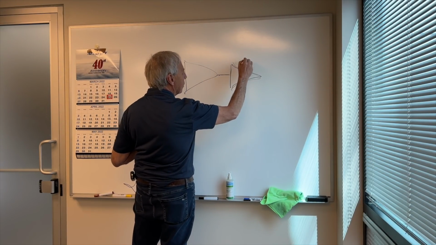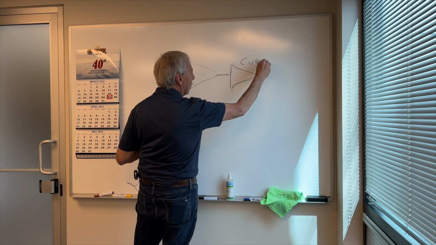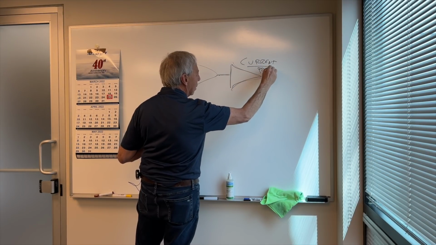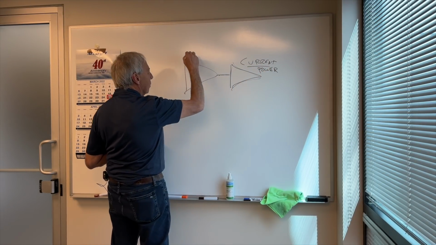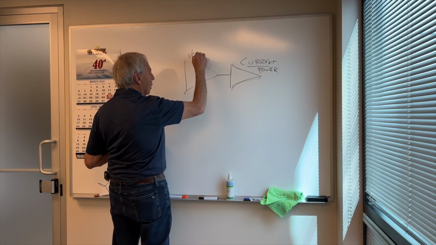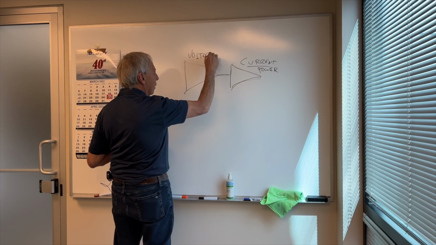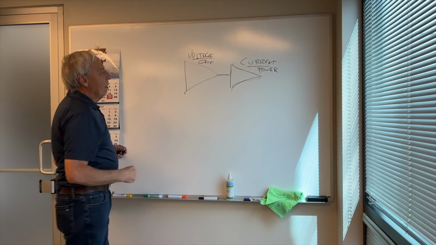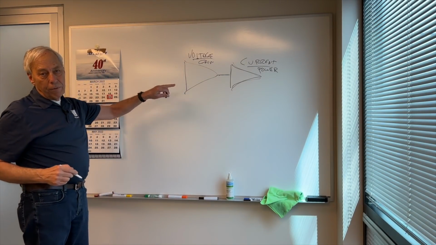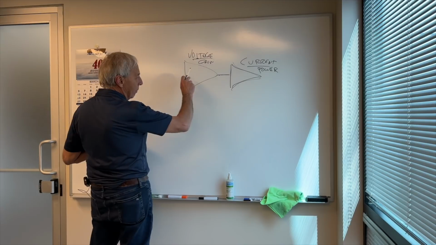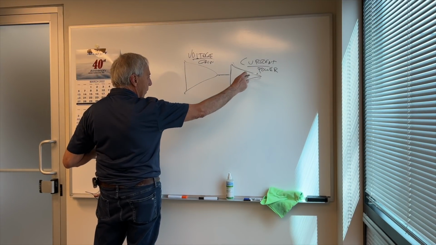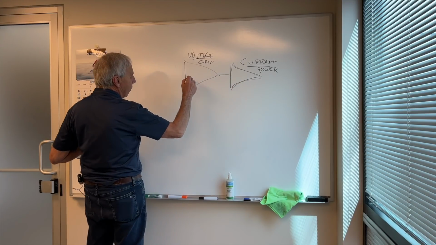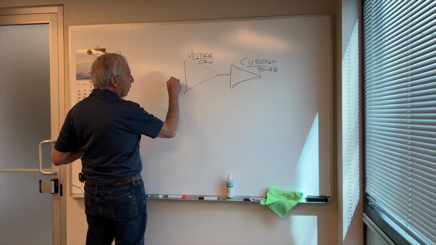All right, and this is current or power, and this is voltage, and this is gain. Okay, so that's a power amplifier, and these two can be related. Typically are, but not always.